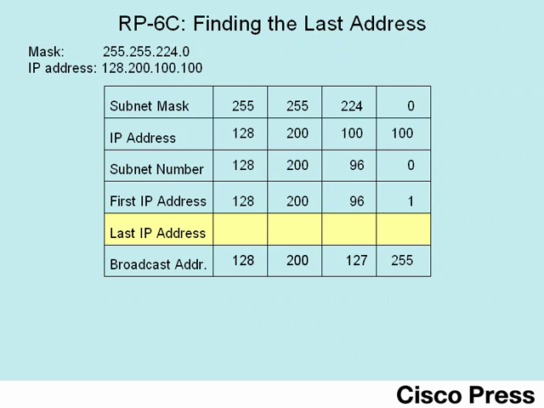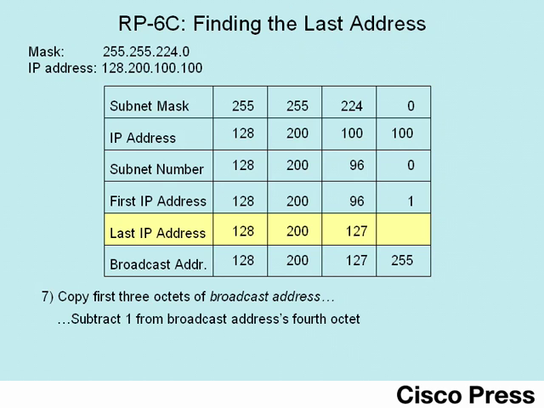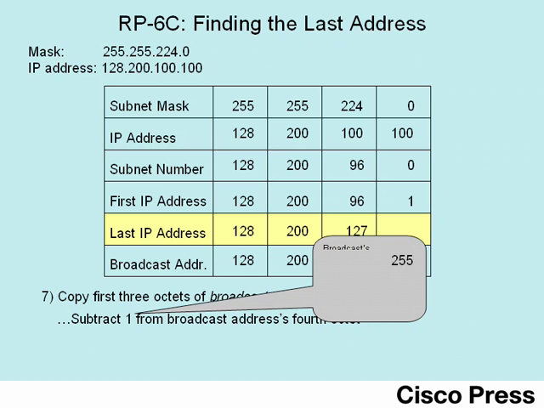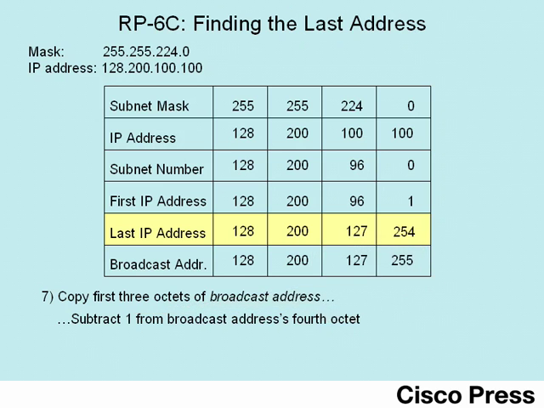Step 7 finds the last valid IP address in the range of addresses based on the subnet broadcast address value. For step 7, similar to step 6, we copy 3 octets, but in this case we copy the first 3 octets from the subnet broadcast address. Then for the 4th octet, you simply subtract 1 from the broadcast address's 4th octet. In this case, 255 minus 1, of course, is 254, which gives us a last valid IP address of 128.200.127.254.